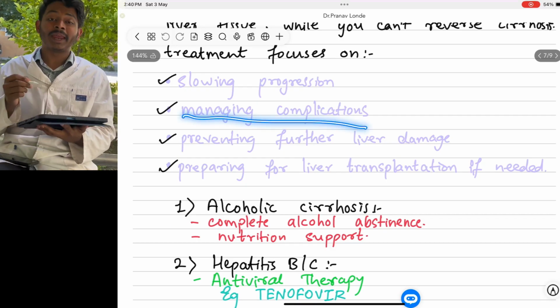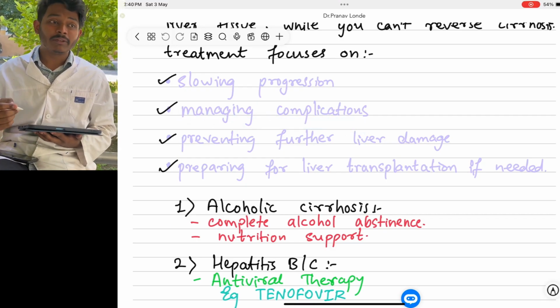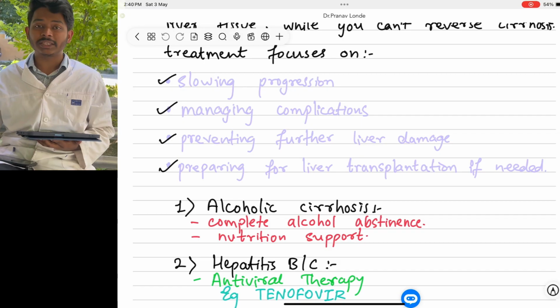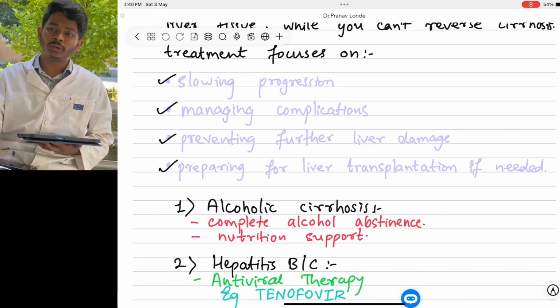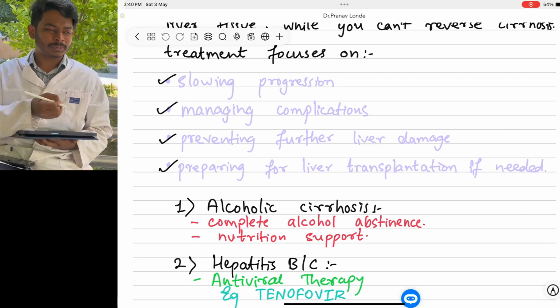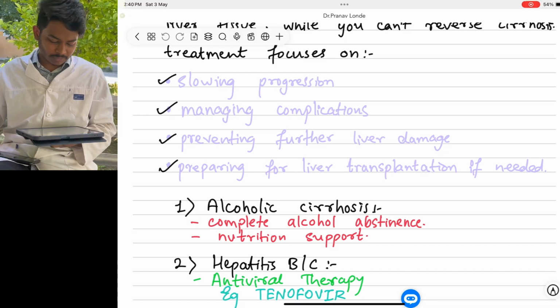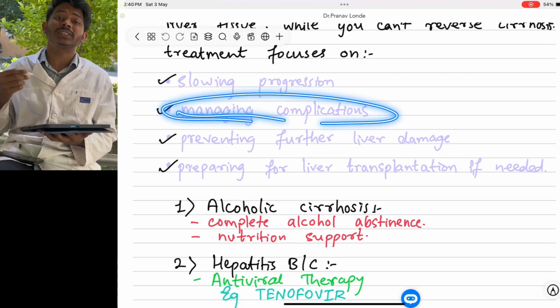Second is managing the complications so that liver cirrhosis may not develop further complications. As I told you, it may develop into portal hypertension, it may cause splenomegaly, ascites, or esophageal varices. So managing the complications is another step.